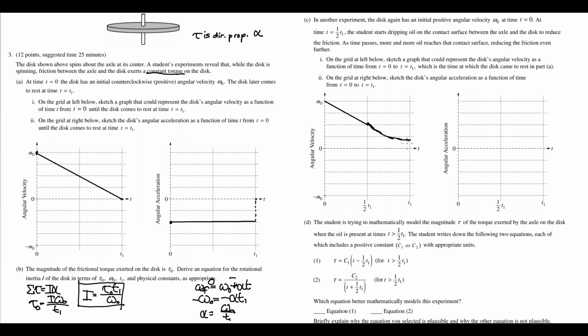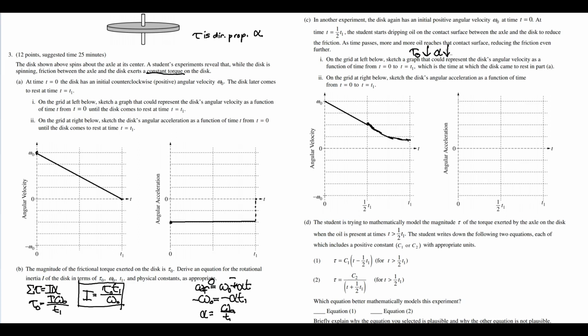Okay? Why? Because the frictional torque is decreasing. That means angular acceleration must also be decreasing. Remember, torque is directly proportional to angular acceleration. So if angular acceleration is decreasing, the velocity is getting closer and closer to a constant value. So the graph should be closer and closer to becoming a flat line.